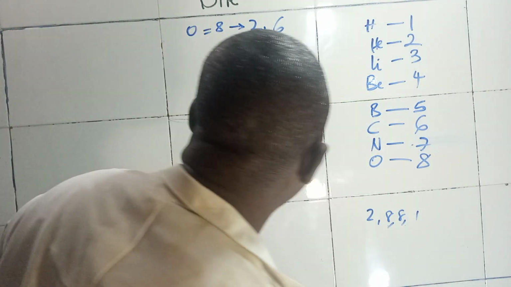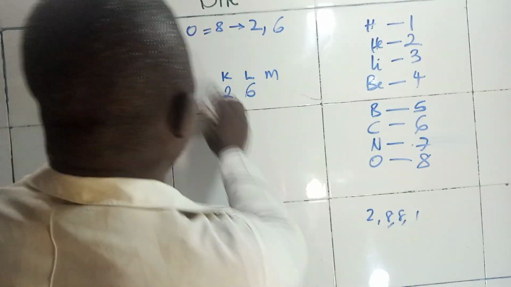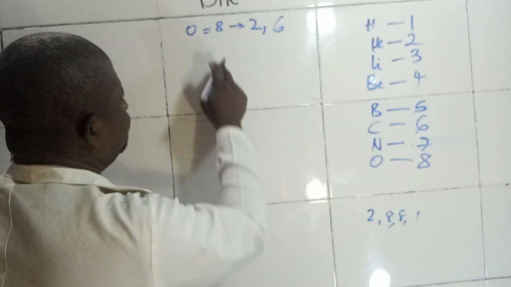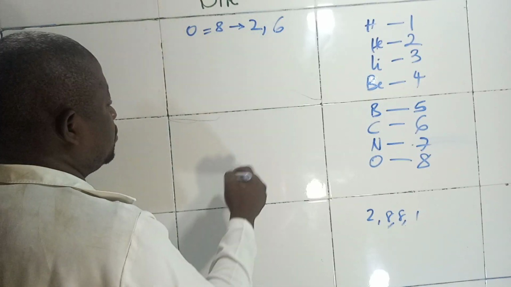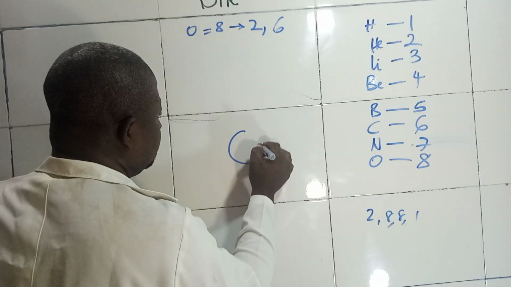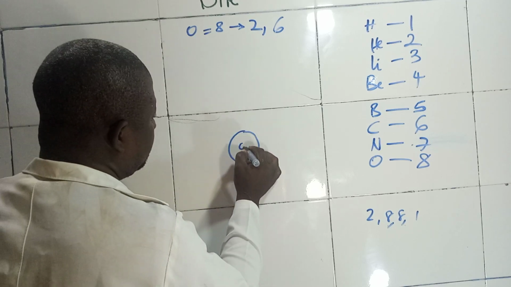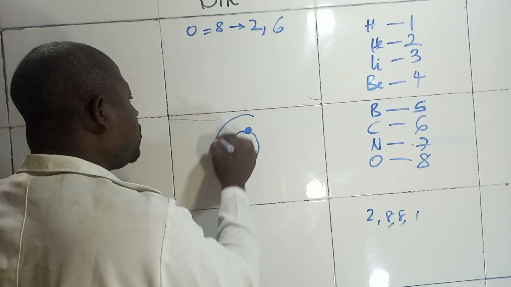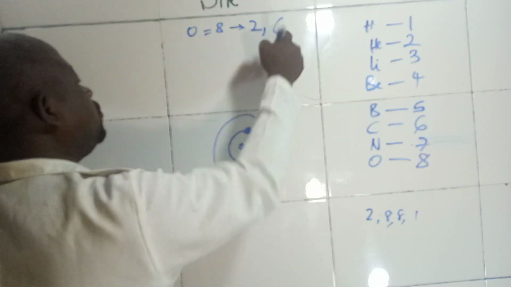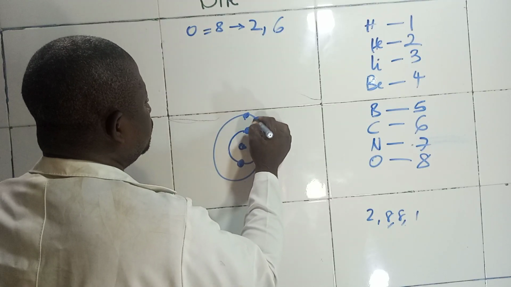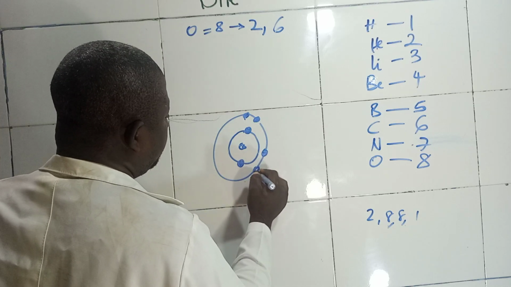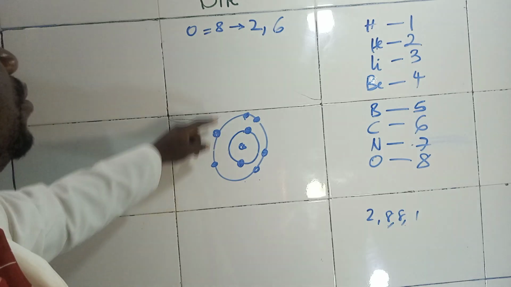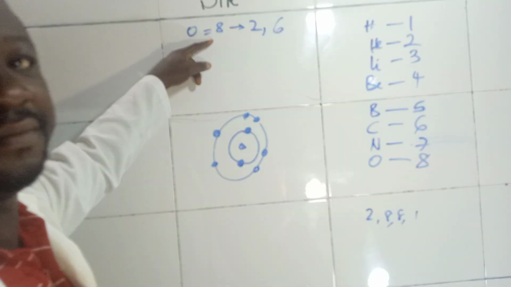So for me to work further on this, I can put this into my shells. We have the first shell, this is your nucleus, and this is your electron here. Then the second shell we go here: 1, 2, 3, 4, 5, 6. So this is the electronic configuration of oxygen.